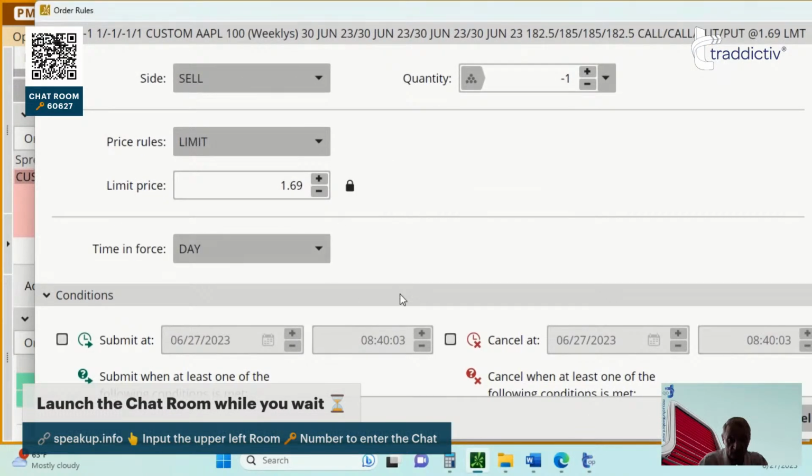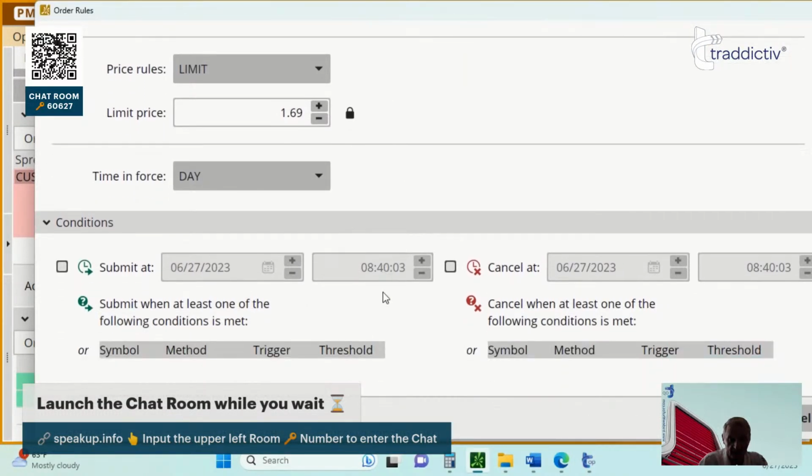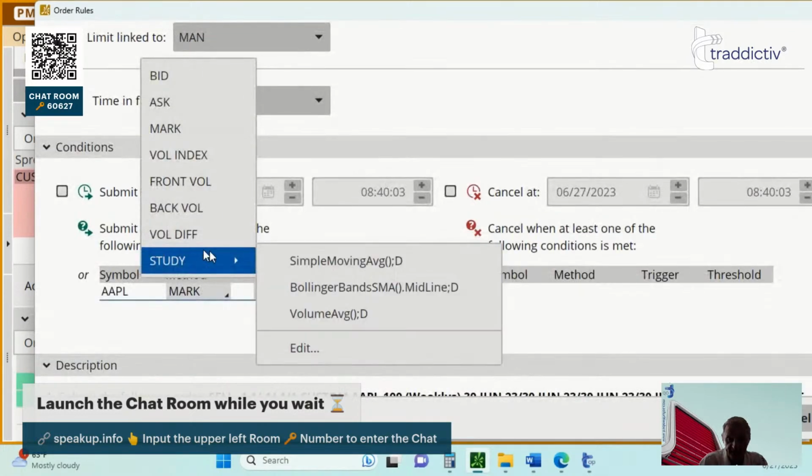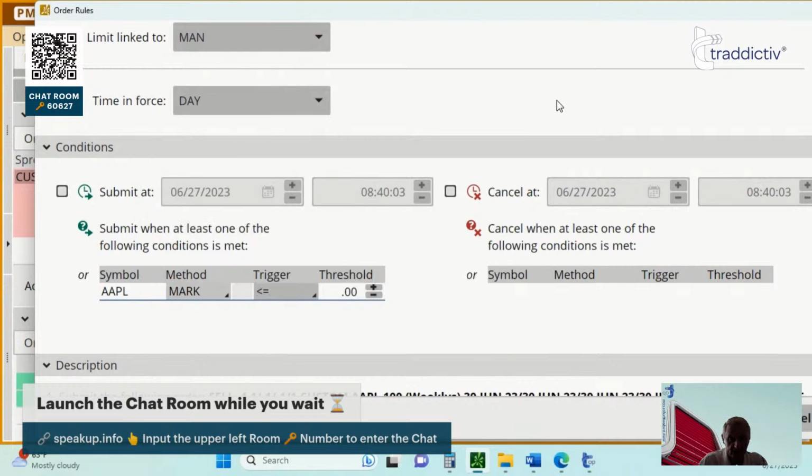Okay, so I'm going to submit when the Apple is, okay, market, but it needs to be what? Less than or equal to what? 182.50. Okay, so as long as the price action stays above 182.50, this is just not going to get triggered. Only if it gaps down and goes lower than it is. Now be aware of it.